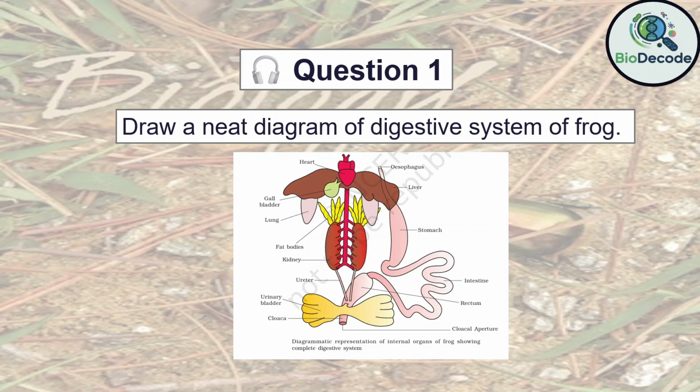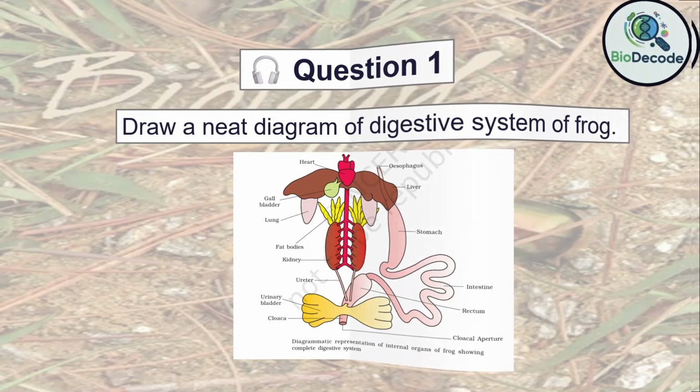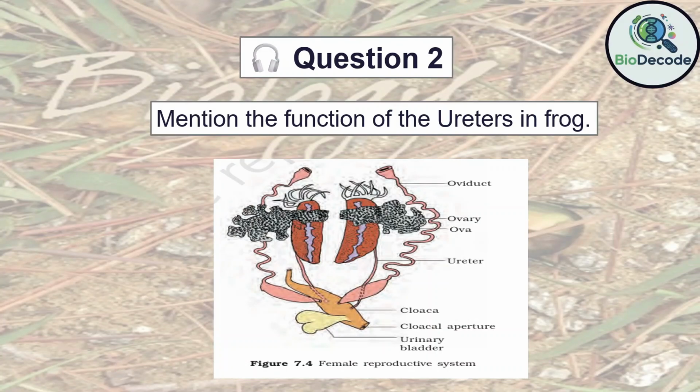Now that we have visualized the digestive system of the frog, let us move to the second question, which focuses on the excretory function in frogs. Question 2. Mention the function of the ureters in frog. Answer. In frogs, the ureters are slender tubes that arise from the kidneys and perform an important role in excretion. The primary function of the ureters is to transport urine from the kidneys to the cloaca.